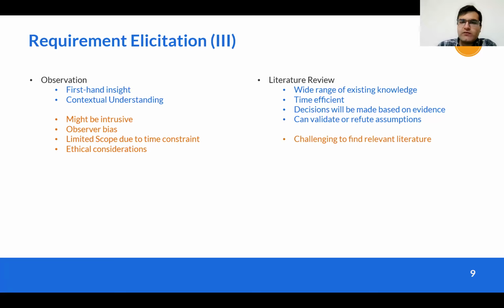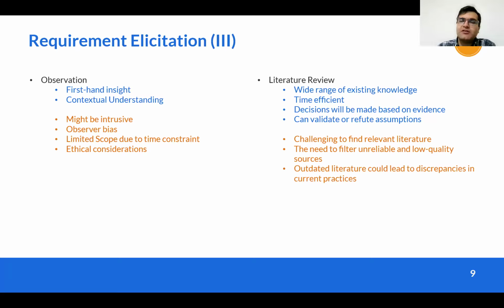Problem is, it's challenging to find relevant literature, okay? Again, you might be developing a completely new system that has never been done before, or a system that's too specific to the stakeholders that you're making it for. Okay, so it is hard to find relevant literature. You also need to filter unreliable sources or low quality sources. Okay, so there are websites like science journals and articles, those are the more reliable sources. Blogs, probably not, right?